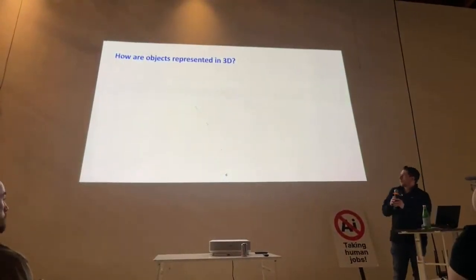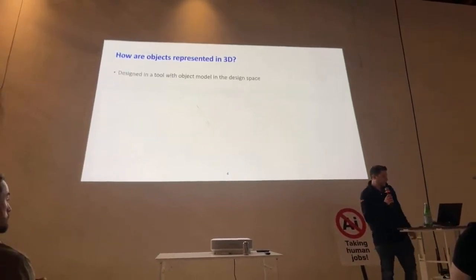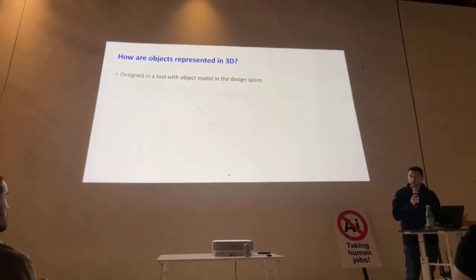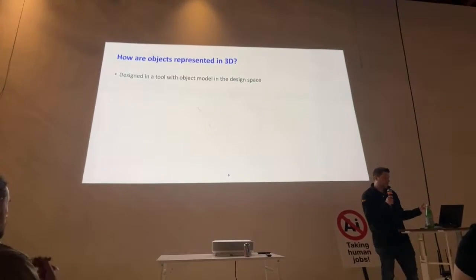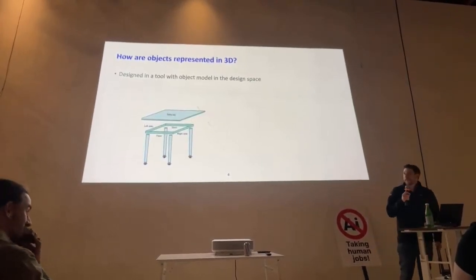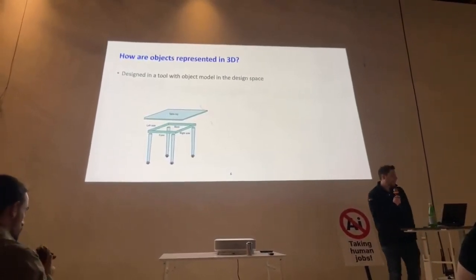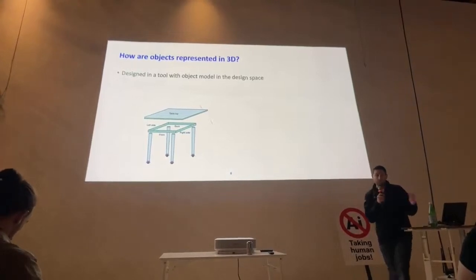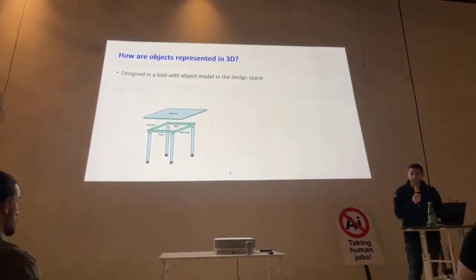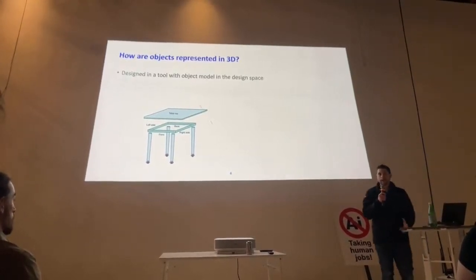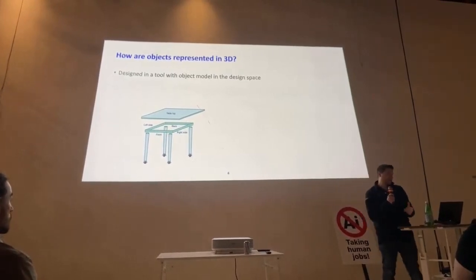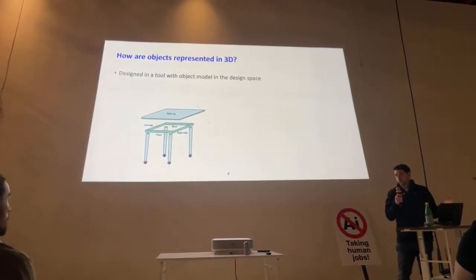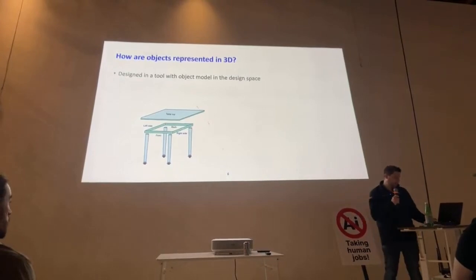Why? Well, let's talk about how objects are represented in 3D space. They're typically designed with a tool. That tool has some sort of mental or object model. I'll use the example of a table. So this table has semantics. If you are designing a table in your head, it probably has a top. It probably has sides. It probably has legs. This is what we call a semantic model of an object. And often in modeling tools, that is the same kind of mental model you're working with.